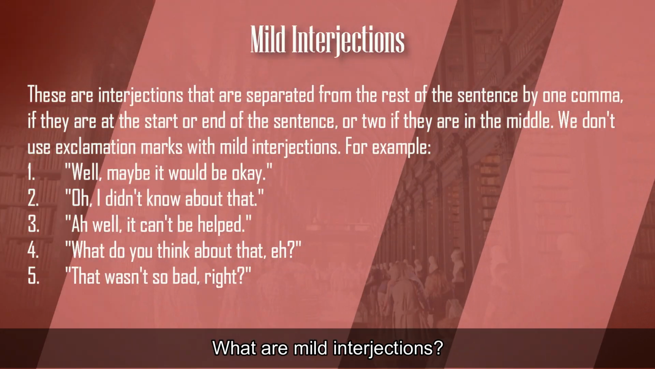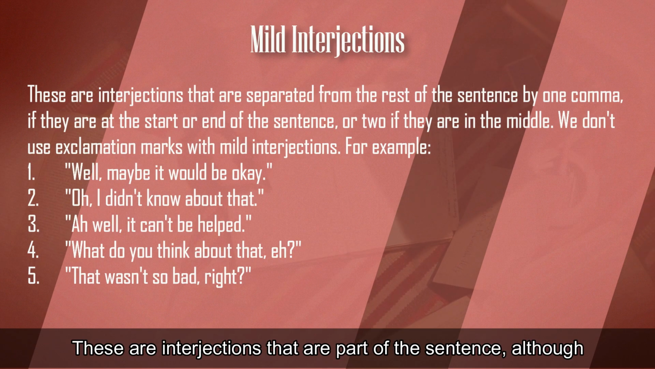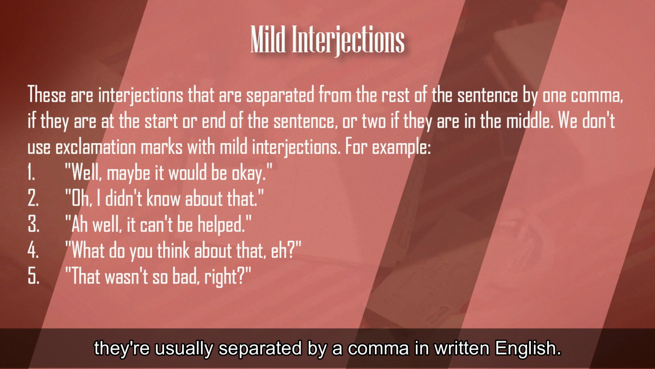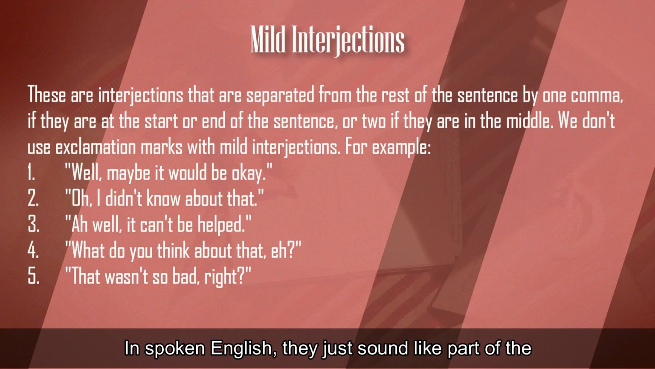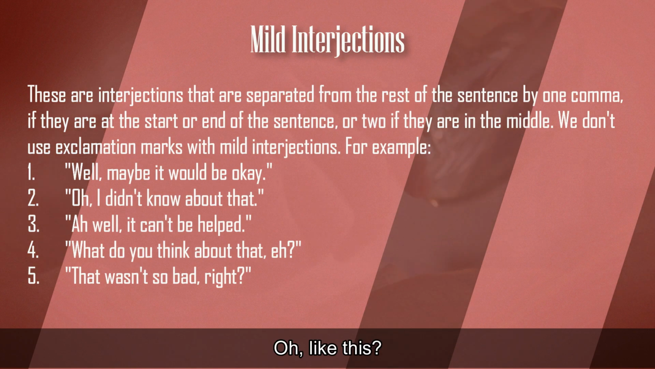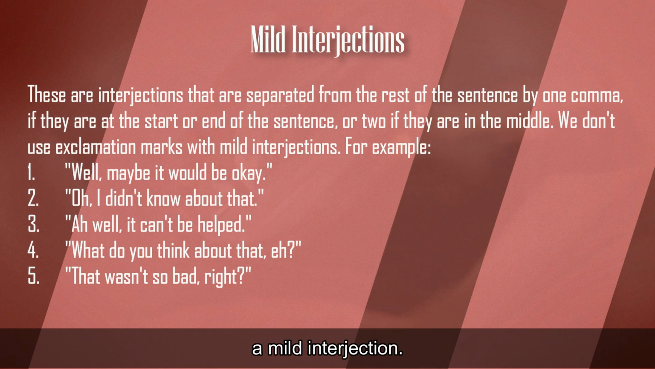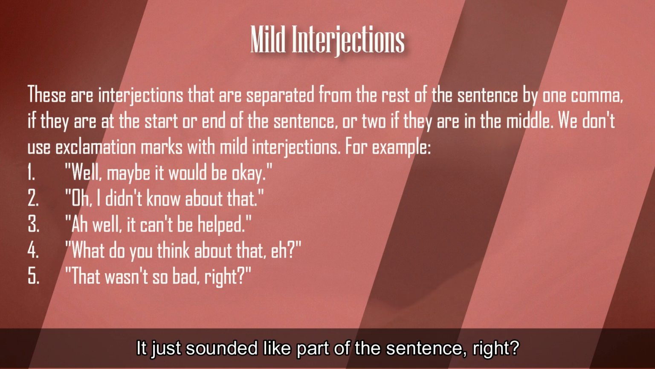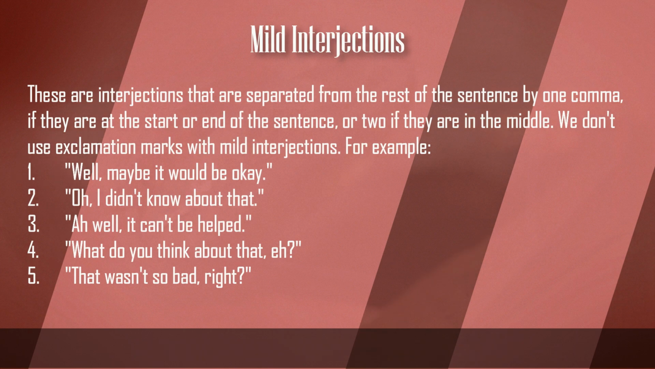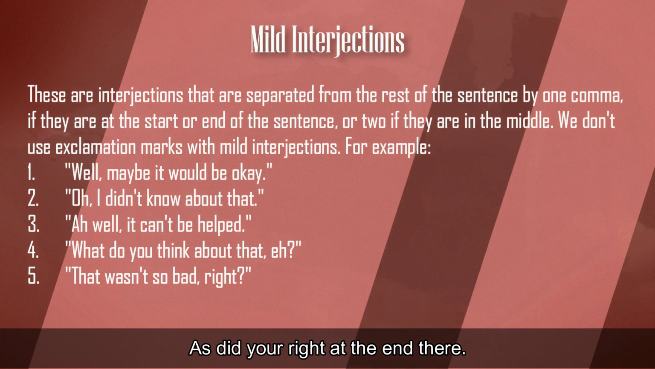What are mild interjections? These are interjections that are part of the sentence, although they're usually separated by a comma in written English. In spoken English, they just sound like part of the sentence. Oh, like this? Yes, the "oh" at the start of that sentence would be a mild interjection. It just sounded like part of the sentence, right? As did your "right" at the end there.